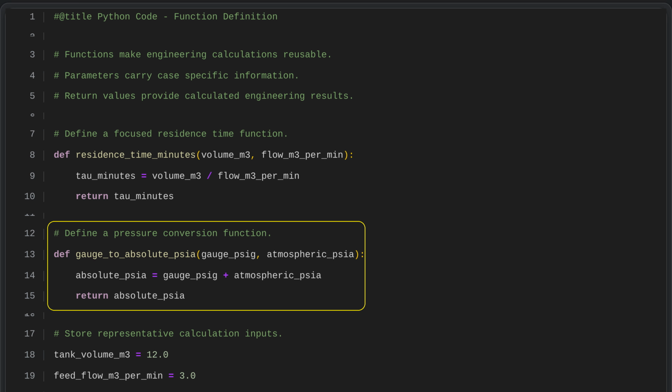This function converts gauge pressure to absolute pressure. It takes the gauge pressure and atmospheric pressure as inputs, adds them together, and returns the resulting absolute pressure.